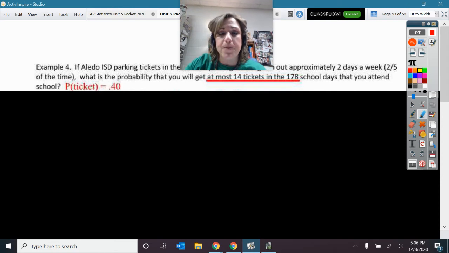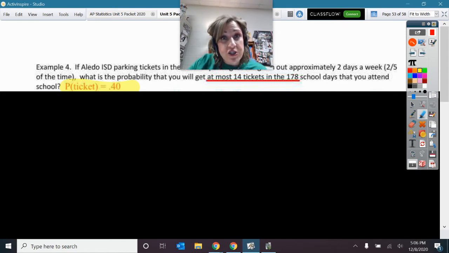So here we go. Let's take a look here. What's the probability that you will get at most 14 tickets out of the 178 days of school? Now, you did decide that if you parked in the teacher parking lot, then you would get a ticket approximately 2 days of a week, so 2/5 of the time. So our probability of a ticket, 40% chance. So what's the probability you will get at most 14? So I want 14 successes or less out of 178.